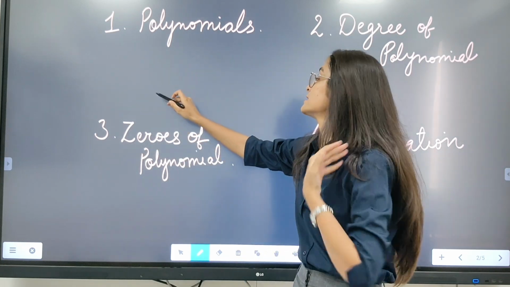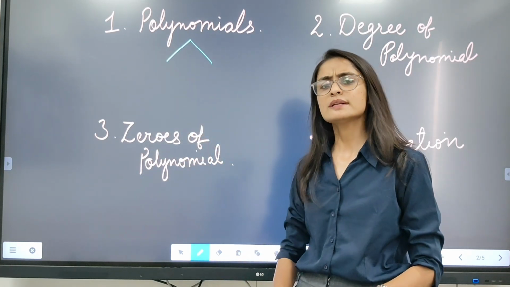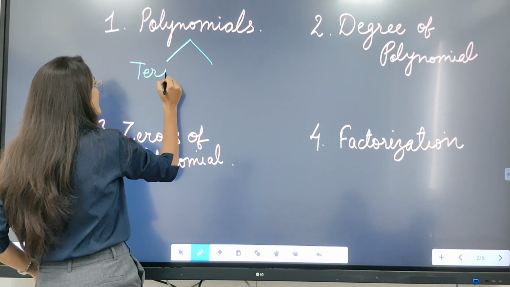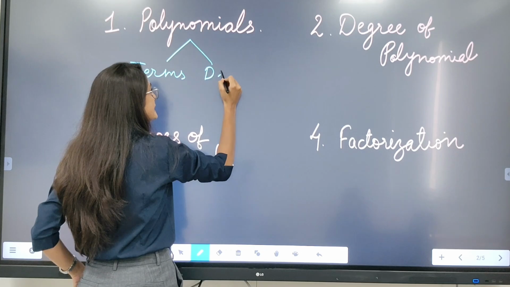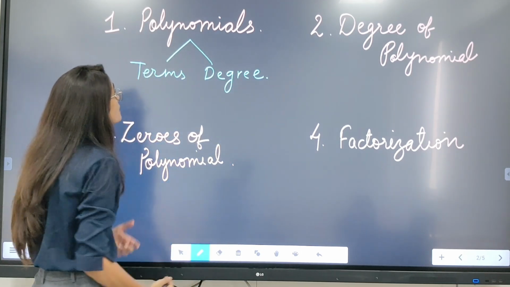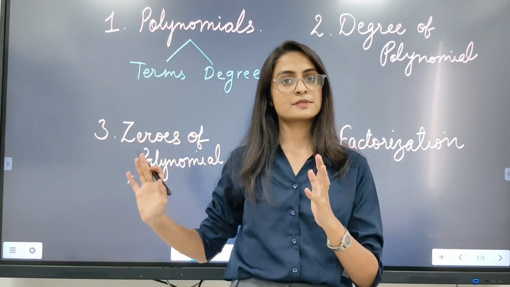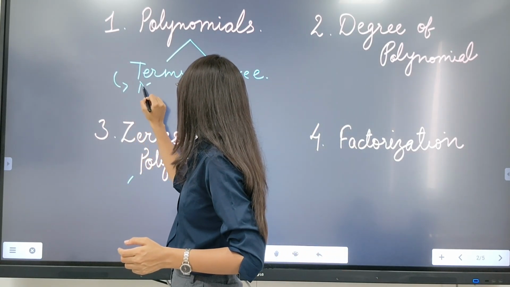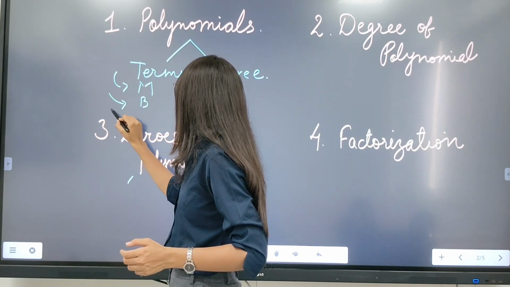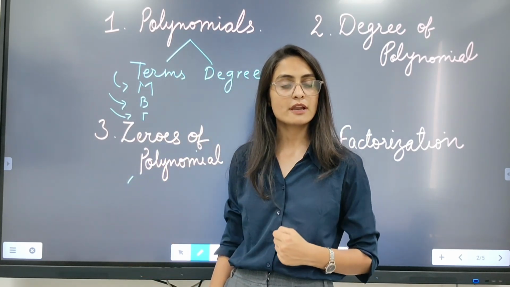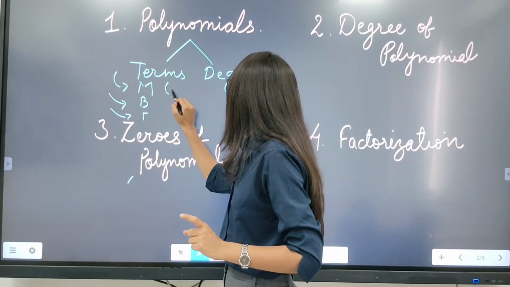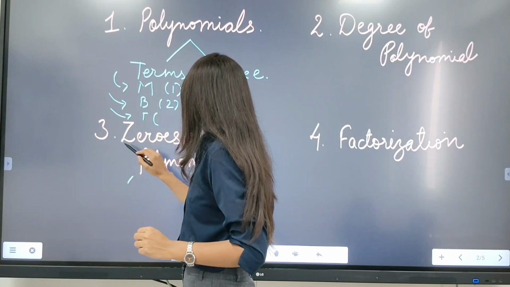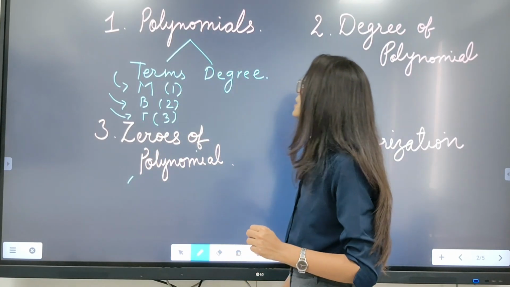Now considering the classification of polynomials, polynomials are classified on two types. First type is the terms, and second one is the degree. Now, while considering the terms, polynomials is classified in monomial, binomial, and trinomial. In monomial, we have just one term. In binomial, we have two terms. And in trinomial, we have three terms.